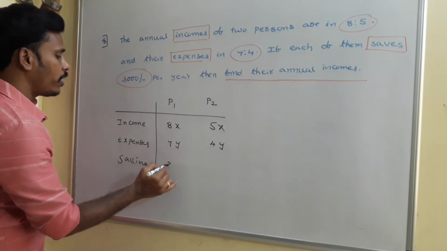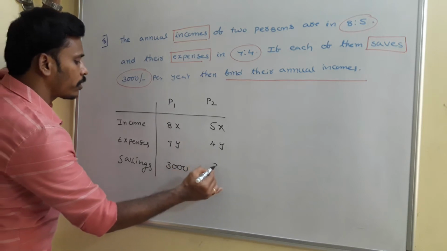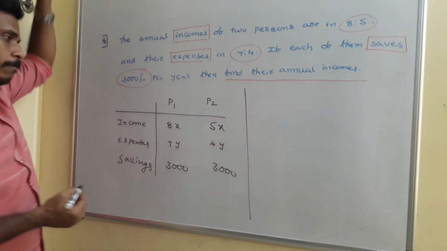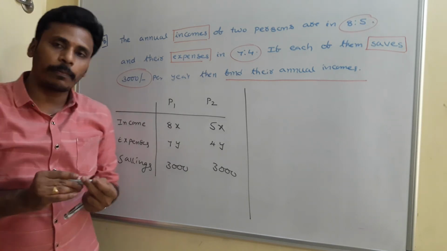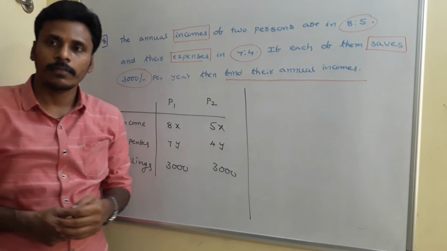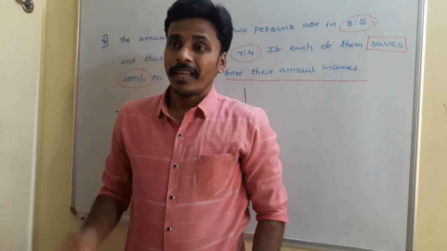And then savings. As per the problem, each of them saves 3000 rupees. So 3000 and 3000. That's the information given. And now you just think about the problem. Income, expenditure and saving. I think you know that income.